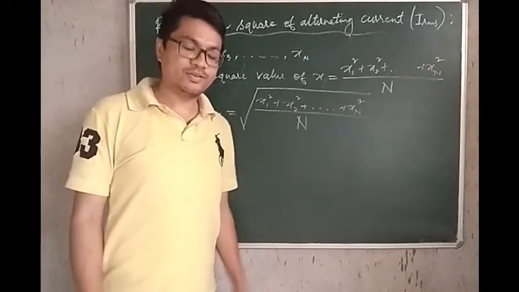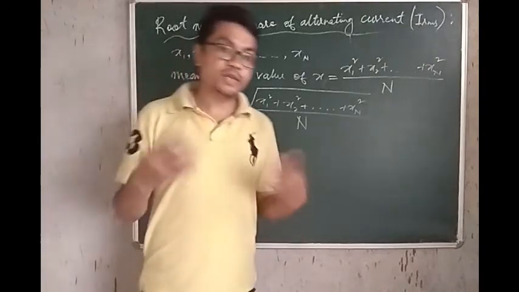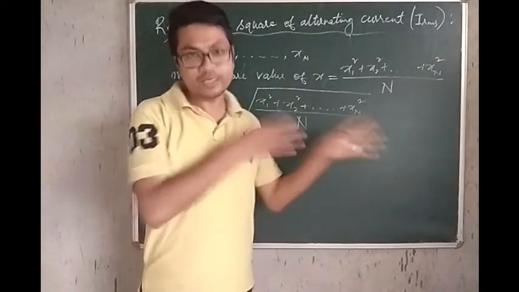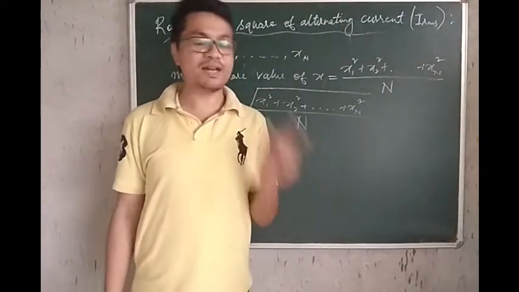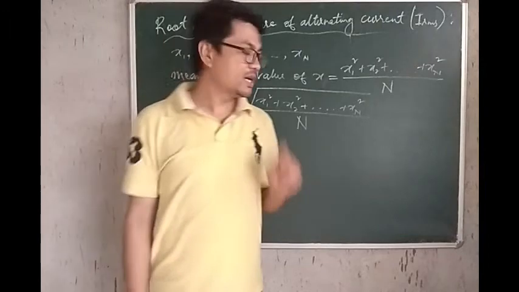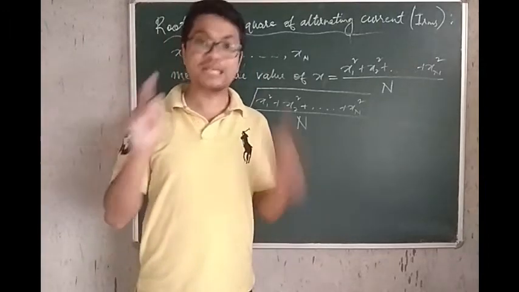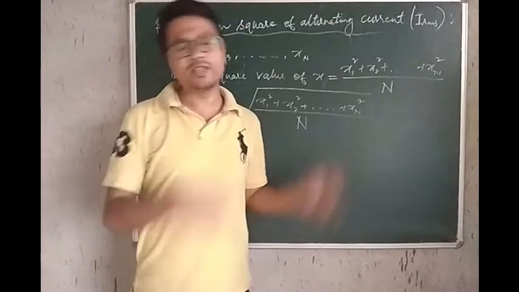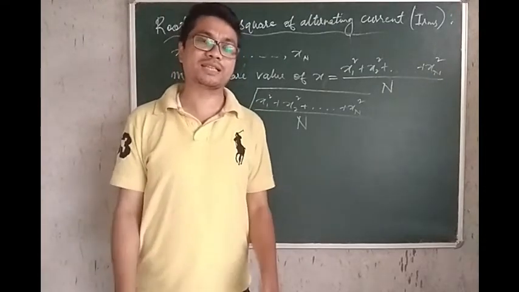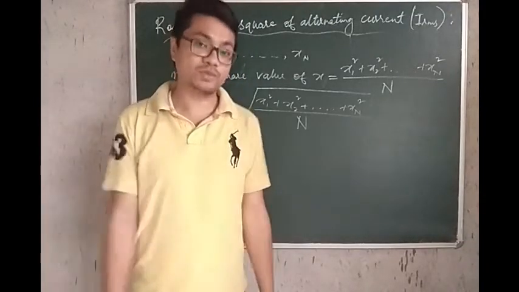Hi class 12. In the last video we saw the introduction of alternating current, why it is called alternating current, and we also checked the mean value of the alternating current. The mean value of alternating current was 0.637 of the peak value I0. In the video I kept on saying 0.631, but it's 0.637 of I0, mind you, the mean value.